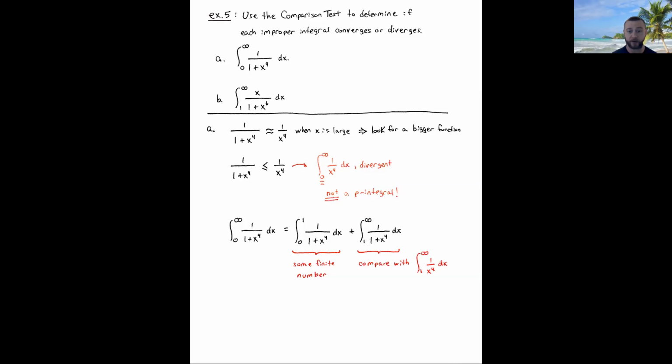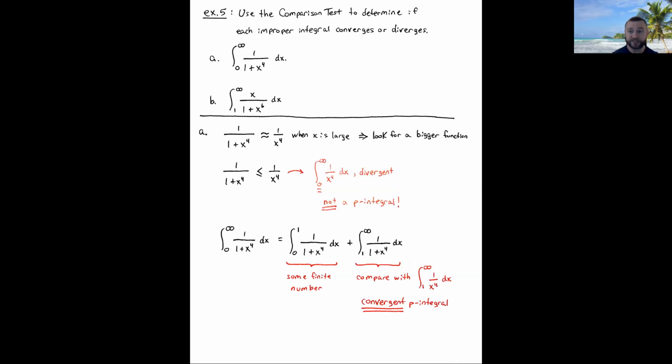The second improper integral from 1 to infinity, that is now one with the lower limit being 1, that we can compare with our p integral. Compare with the function, an improper integral from 1 of 1 divided by x to the 4th. Now that is a convergent p integral. It's a p integral because the lower limit is the value 1, and since the exponent, the p value, is 4, bigger than 1, this is a convergent p integral. And by comparison, that improper integral from 1 to infinity is convergent as well.